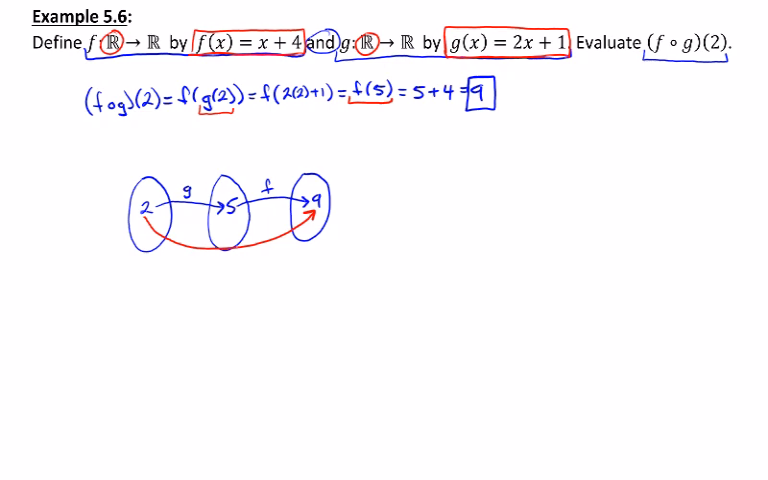So the composition, the way that we've done it here, required us to do it one step at a time. So 2 turns to 5, 5 turns into a 9, and that's how we get our final answer. But on the next example, I want you to keep this example handy, because we're going to be dealing with the same two functions, and I'm going to show you how to go directly from 2 to 9, and then you can bypass the calculation of 5 altogether. So that's coming up in example 5.7.